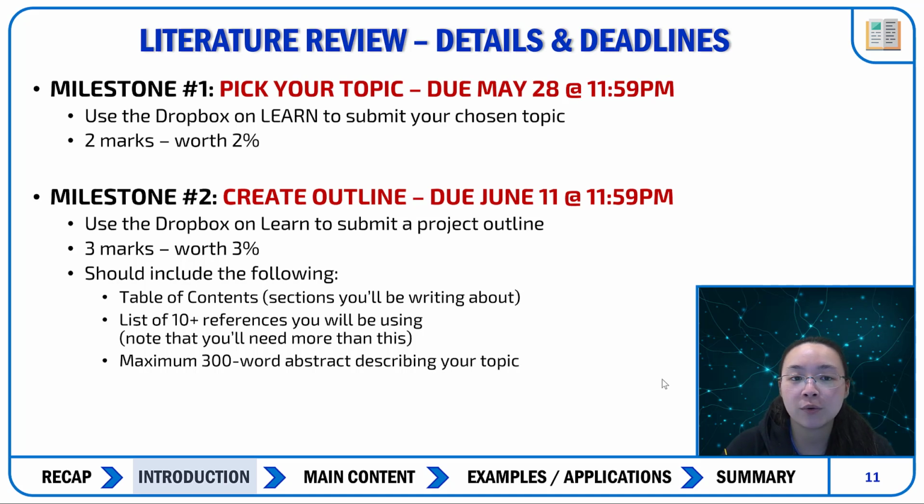The second milestone is to be able to create an outline. That's due June 11th. So you basically have 2 to 3 weeks to work out an outline for your project. Once again, submit it on Dropbox. It's worth 3 marks. And the 3 marks are basically for each of these points below.